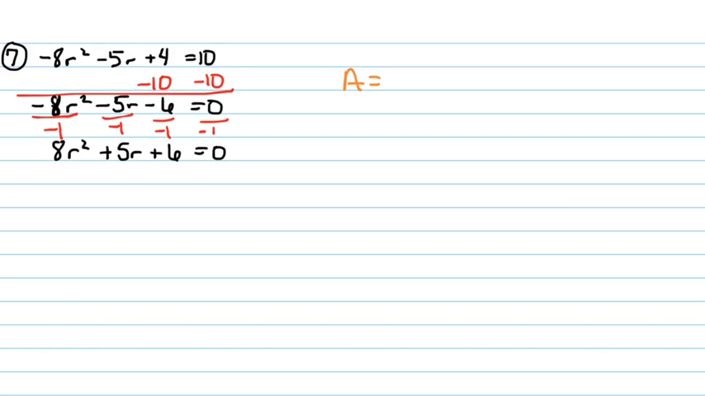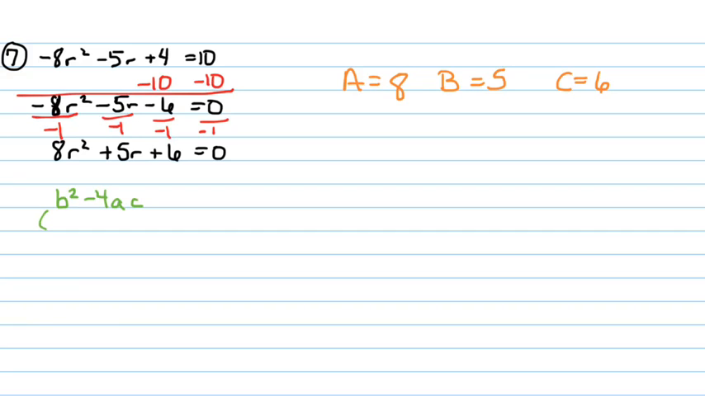A is what is in front of my square term, in that case is 8. My B is what's in front of my variable, which is 5. And my C is a constant. And so I'm going to go back and I'm going to plug into the discriminant formula, which is b squared minus 4ac.